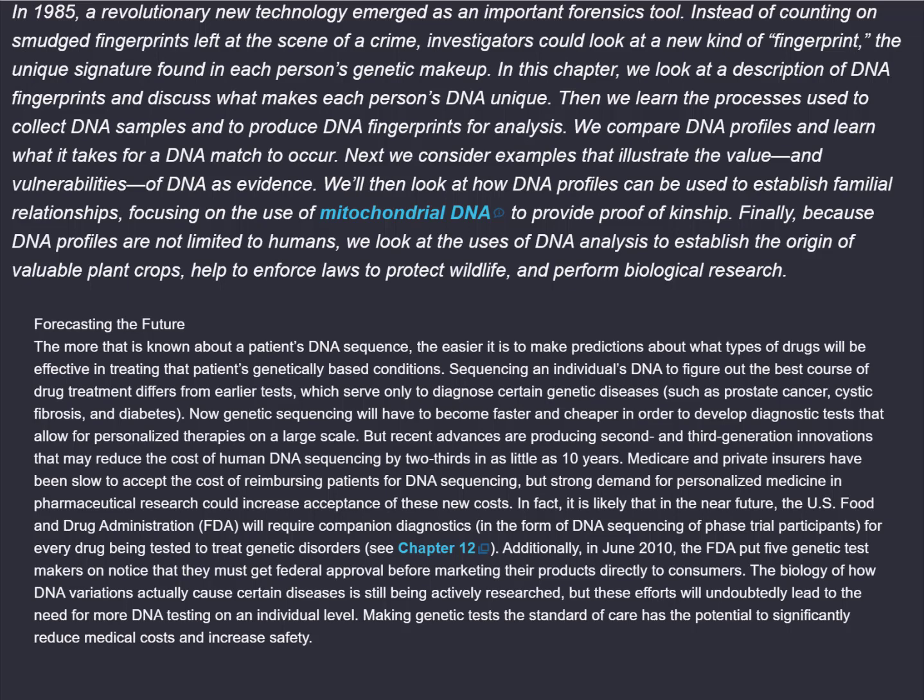We'll then look at how DNA profiles can be used to establish familial relationships, focusing on the use of mitochondrial DNA to provide proof of kinship. Finally, because DNA profiles are not limited to humans, we look at the uses of DNA analysis to establish the origin of valuable plant crops, help to enforce laws to protect wildlife, and perform biological research.